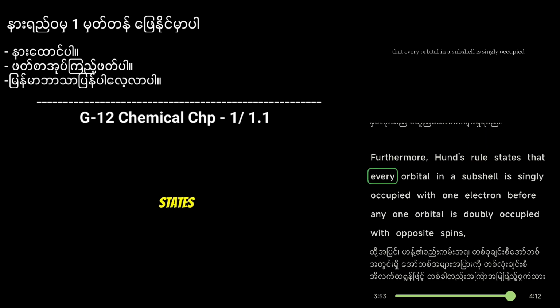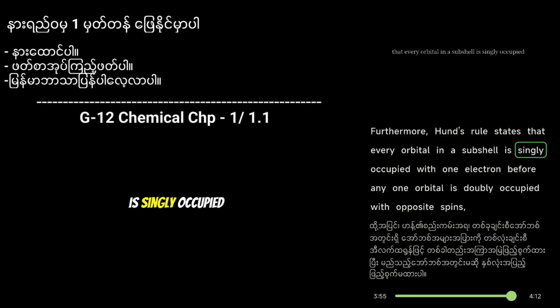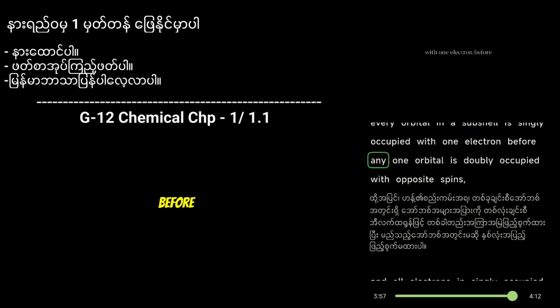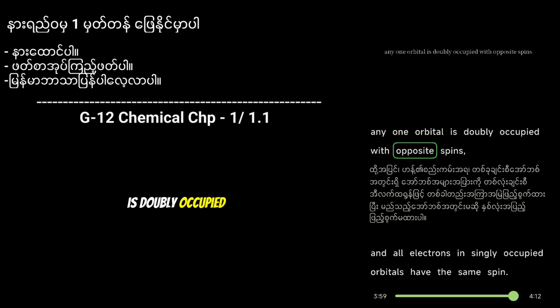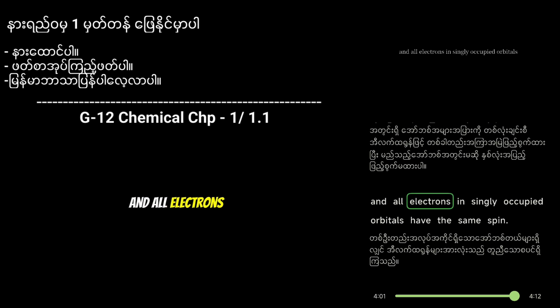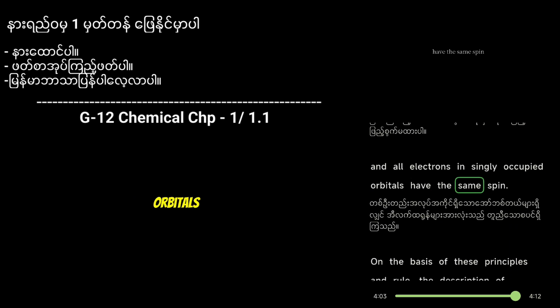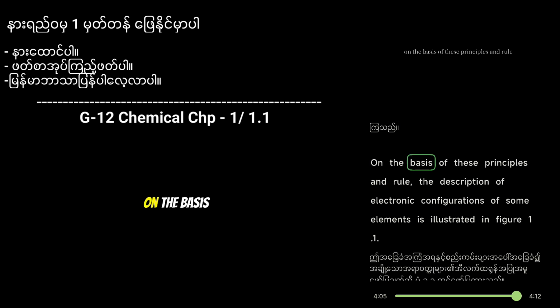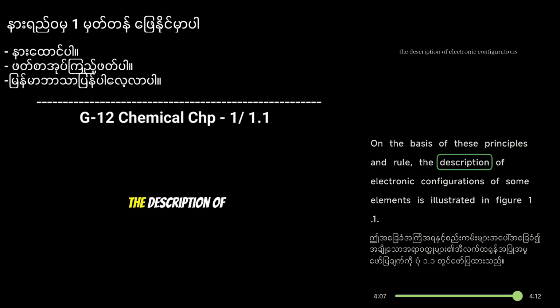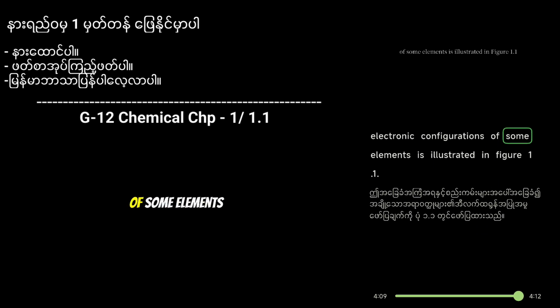Furthermore, Hund's rule states that every orbital in a subshell is singly occupied with 1 electron before any one orbital is doubly occupied with opposite spins, and all electrons in singly occupied orbitals have the same spin. On the basis of these principles and rule, the description of electronic configurations of some elements is illustrated in Figure 1.1.